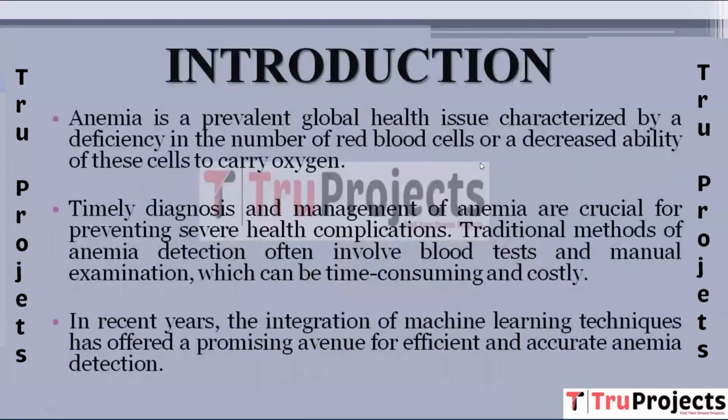So now coming to the introduction part. Anemia is a common world health concern marked by a shortage of red blood cells or reduced capacity of these cells to transport oxygen. Swift identification and treatment of anemia are vital to avoid serious health issues. Conventional approaches to detecting anemia frequently require blood tests and manual inspection, which can be both time-intensive and expensive. The incorporation of machine learning methods has presented an encouraging option for swift and precise anemia detection.